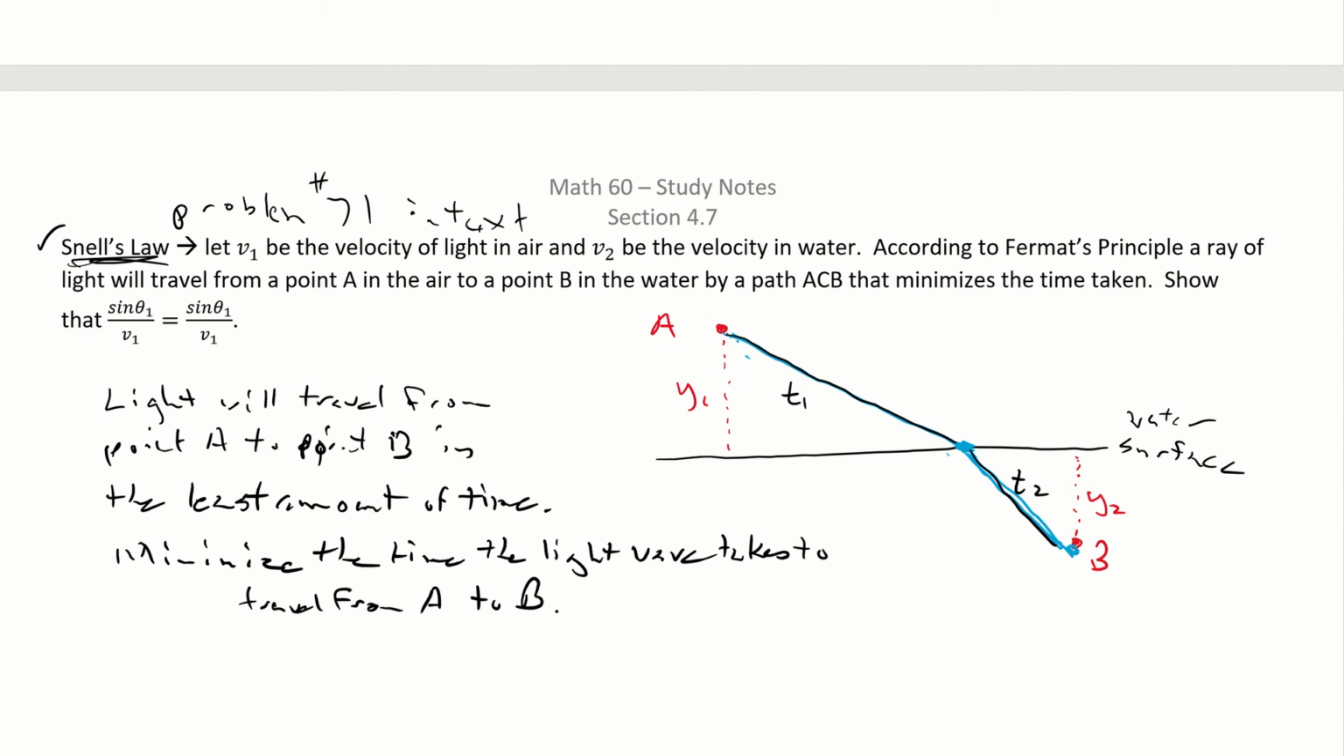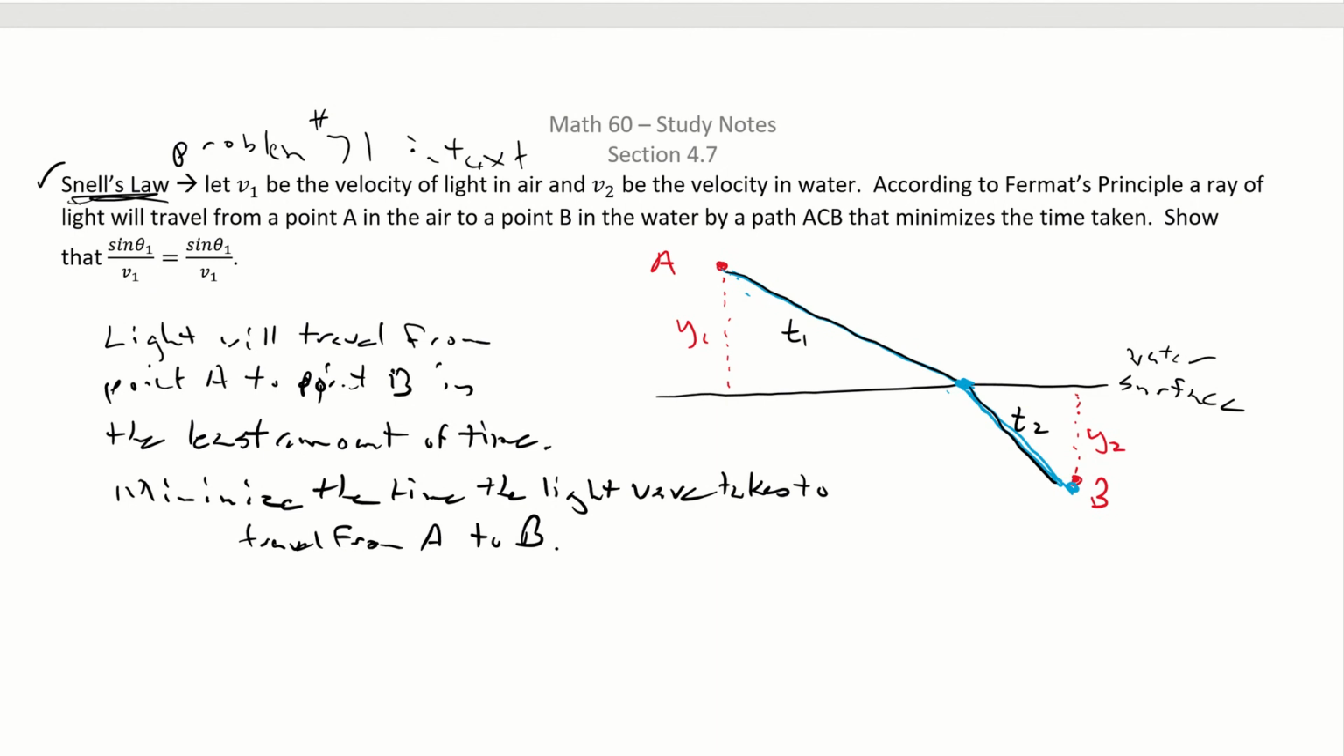What do we need to know about traveling? Well, here's one thing that's going to help us a lot. Rate times time, of course I'm being silly, is equal to distance. Which means to us, time is equal to distance divided by rate.